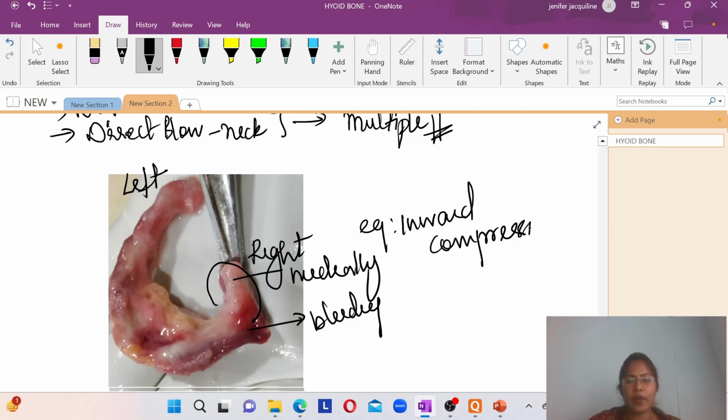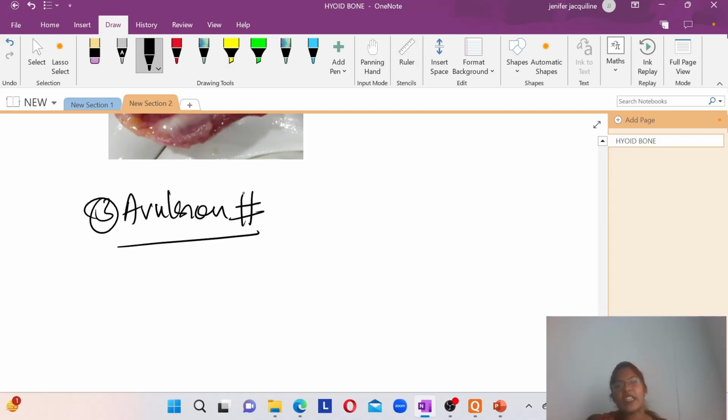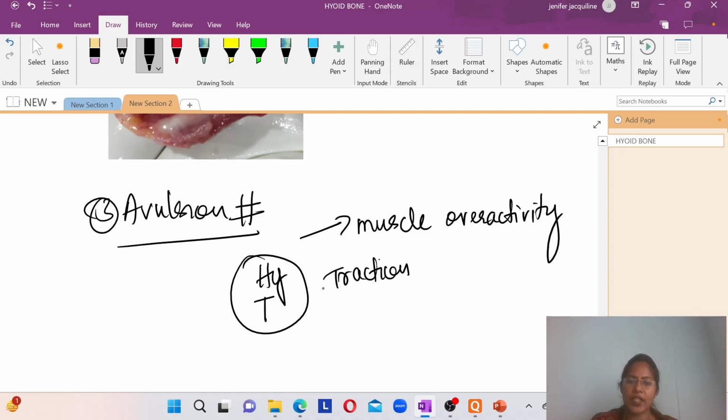Okay, and there is another type of fracture which is called an avulsion fracture. Third one, avulsion fracture. This type is not due to hanging or to any throttling. It is mainly because of muscle overactivity. See, this hyoid will be there and the thyroid will be there. Suppose there is a traction between this hyoid and thyroid, this hyoid will pop off, just pulls out and gets fractured. So avulsion fracture occurs especially during muscle overactivity. This avulsion fracture is also called a tug fracture.